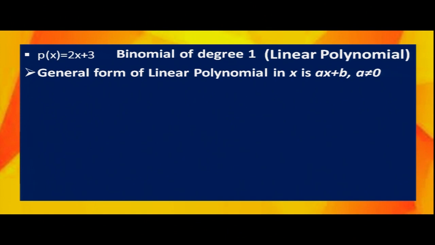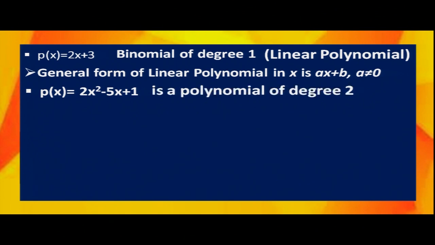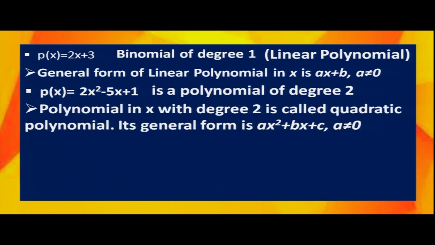Next, consider another polynomial, 2x^2 - 5x + 1. This is again a polynomial in one variable and its degree is 2. A polynomial with degree 2 is called a quadratic polynomial, and its general form is ax^2 + bx + c, where the coefficient of x^2 must not be 0.